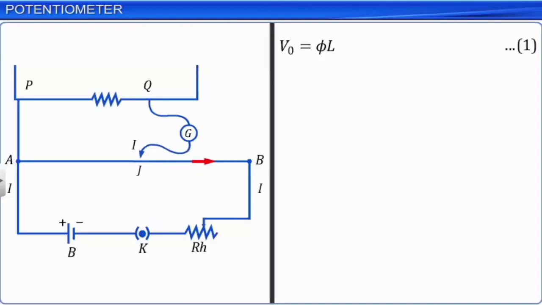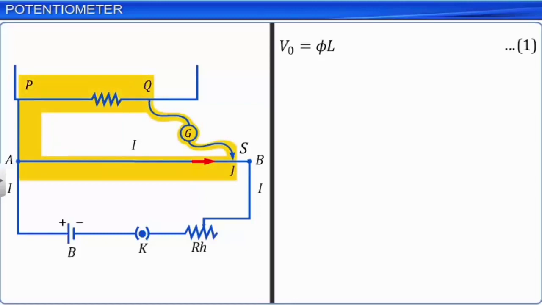In this process of making contact at various points on the wire, we come across a point S on it, such that the potential at that point is the same as the potential at point Q. Hence, the circuit comprising points A, S, Q, and P is in a balanced state and the current in the galvanometer is 0. This circuit is also referred to as a secondary circuit.